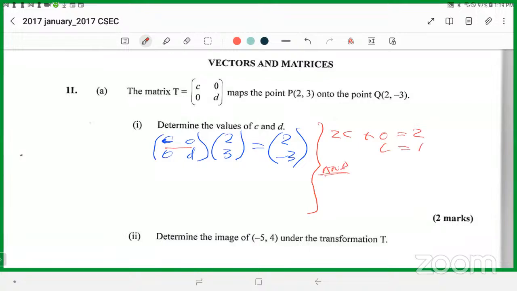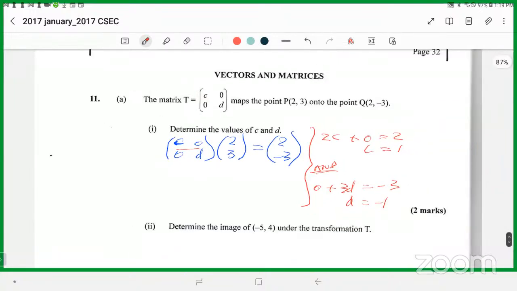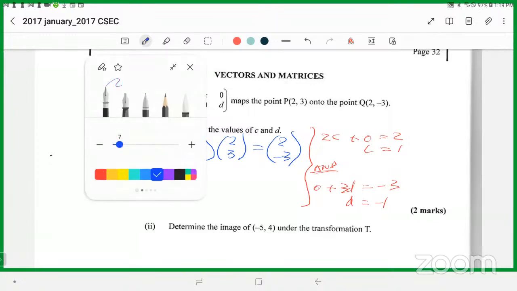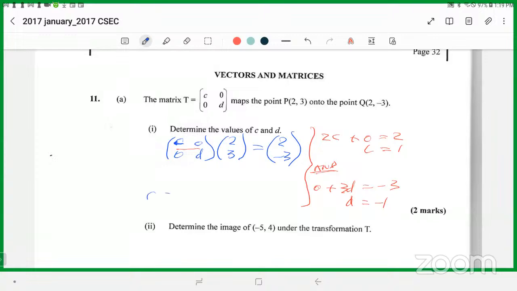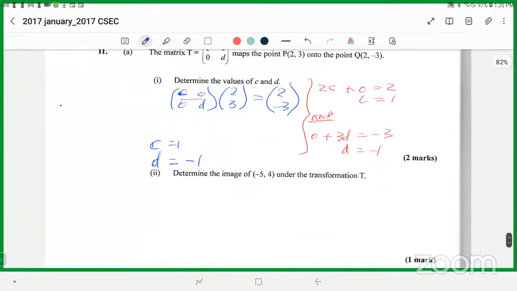And this row times this column equals this negative 3. So it will be 0 times 2 plus D times 3 equals negative 3. So 3D equals negative 3, then D equals negative 1. But you should have known that already. So C equals 1 and D equals negative 1. Those are the answers. So that becomes the matrix.